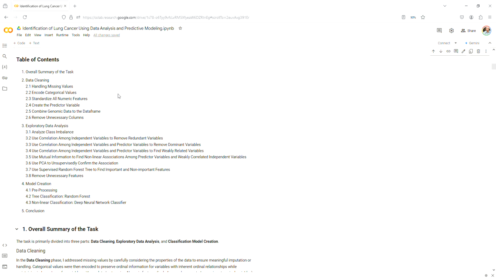Then the dataset doesn't have any predictor attribute. So based on my objective, which is to predict 12-month survival, I created a predictor variable. Then I combined the genomics data with the main dataset for the prediction and created a single dataset, and I removed the unnecessary columns. Then the most interesting part is the exploratory data analysis, how I handled it.